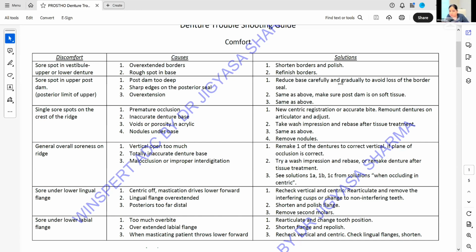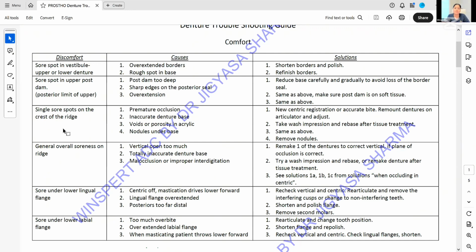You will reduce the base carefully, right? Post-dam also you will shorten it if it's extending extra. And then you will also smoothen out the roughness and the sharp edges and then polish the area. So these are the two managements depending upon the two possible etiologies.